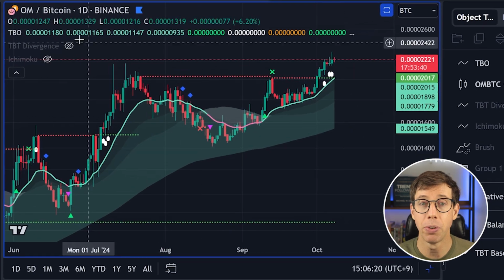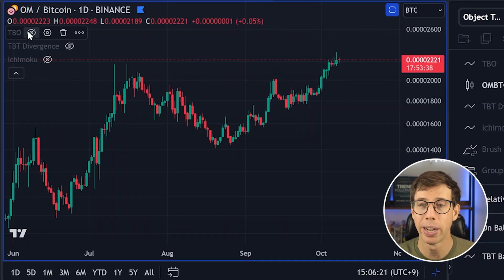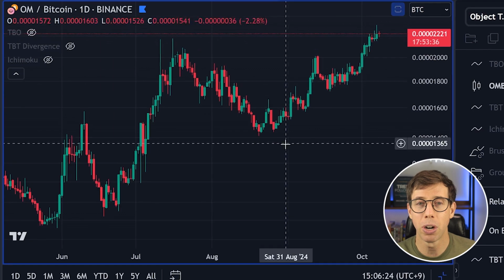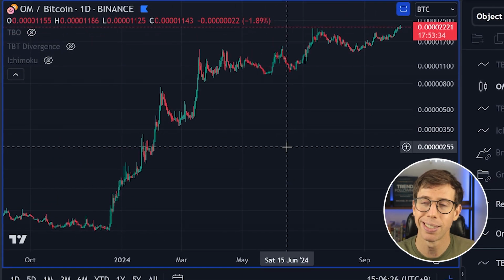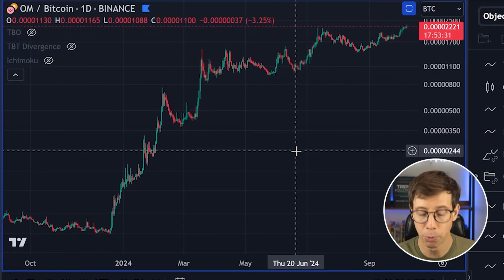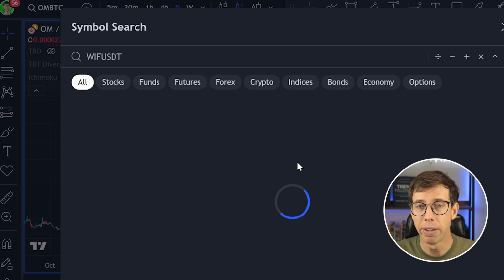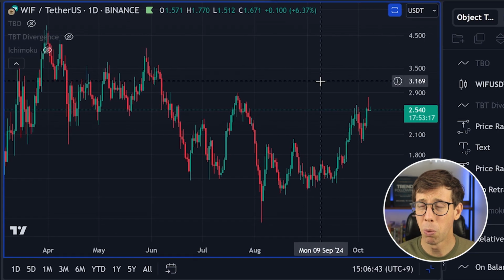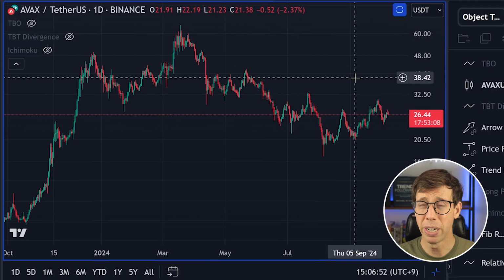First thing you need is a trend-based indicator. Now, you can use your eyes, we can look at charts, and go ahead here over to TradingView and you can see my chart. I already have the TBO on it. Without the TBO, I can look at this chart for OM BTC on Binance. Yes, the chart's in a really strong uptrend. But what about a chart like WIF? Is this one in a strong trend? Or what about Avalanche? Is this one in a strong trend?